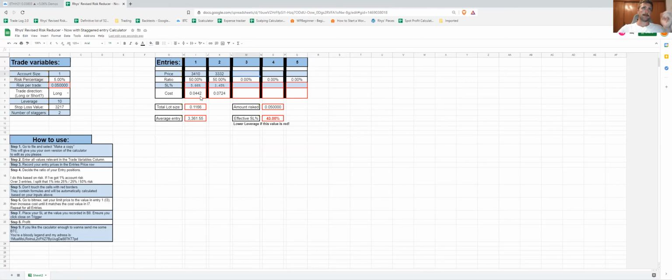Now the cost is exactly the same, right? So that is just a new calculation based on that. The total lot size is the two costs added up. So that's telling you how much Bitcoin you're putting on the trade if both those orders get filled, or even just to have those orders sitting waiting and have to tie up this much Bitcoin. And then the average entry will tell you, if both those orders fill, what your average entry price is.